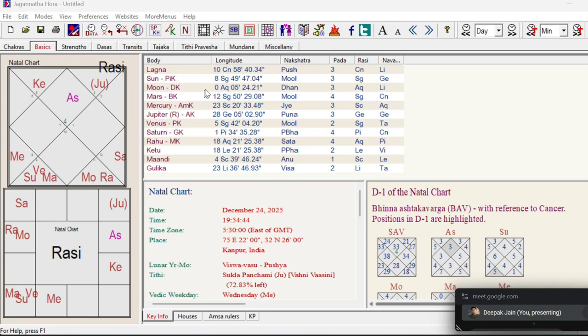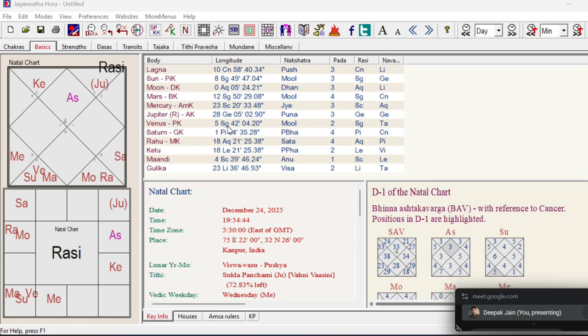Sun is at 8 degrees 49 minutes Sagittarius. Now let us check Venus. Venus is at 5 degrees 42 minutes Sagittarius. Now you can see the difference is just around 3 degrees. That qualifies for combustion. So in this chart, Venus is combusted.